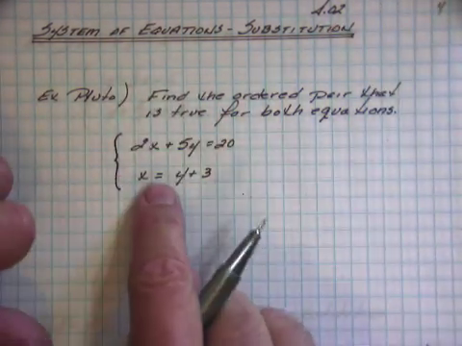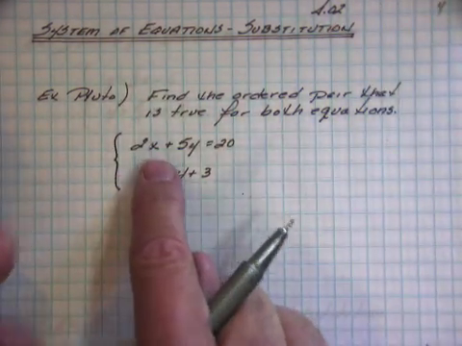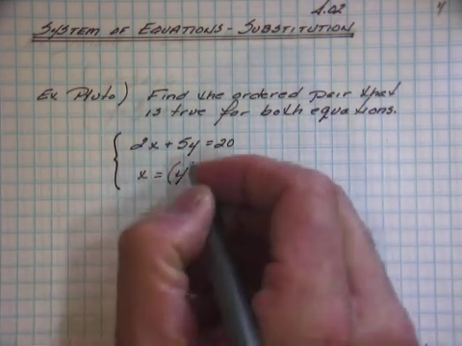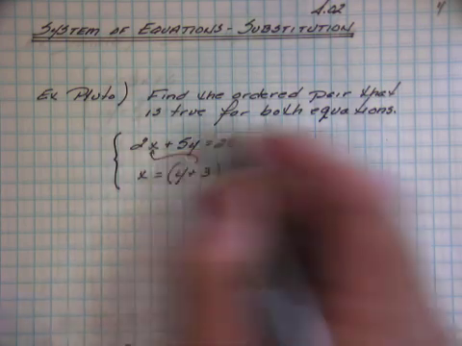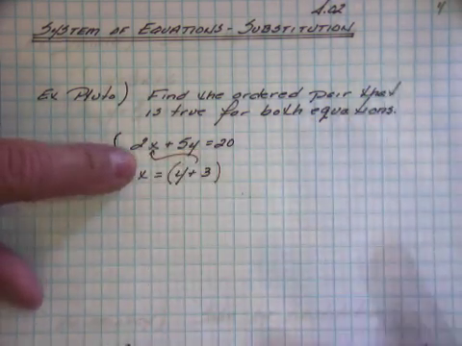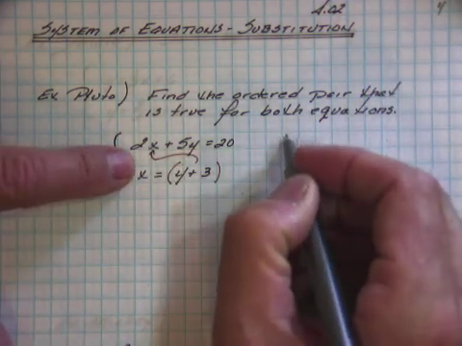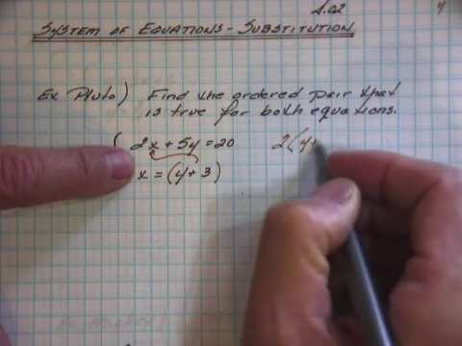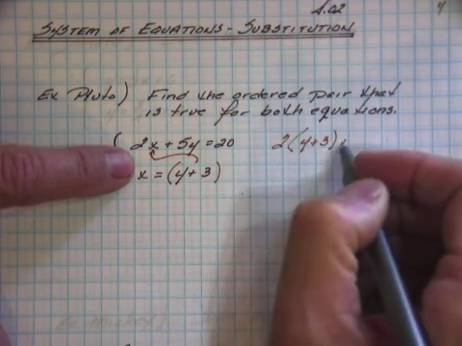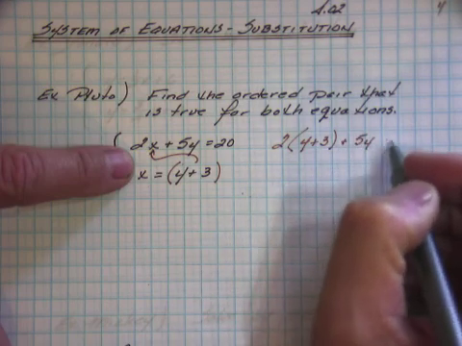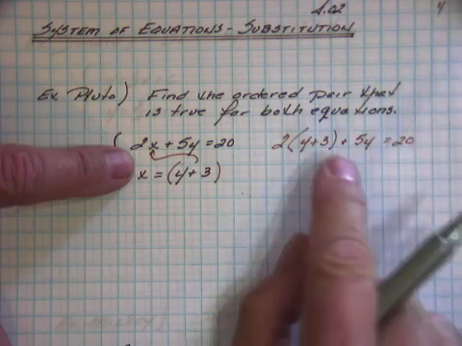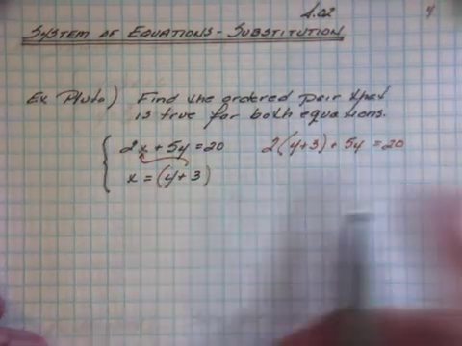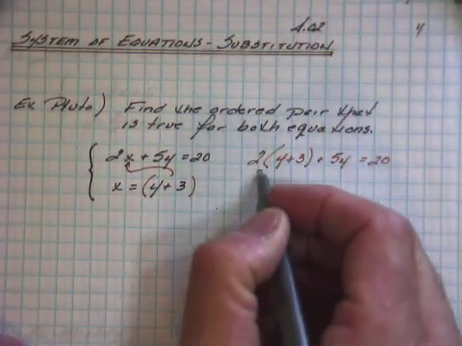So the x value here is going to be the same as the x value here where they intersect. So I'm going to take y plus 3 and I'm going to substitute it in for x in the first equation. So I've got 2, x comes out and I replace it with y plus 3, and then I write the rest of the equation, equals 20. So the x is gone, but I've replaced it with something that is equal to x.